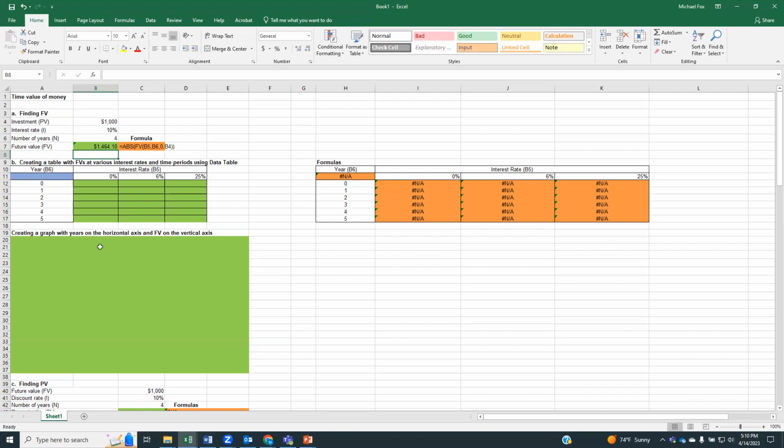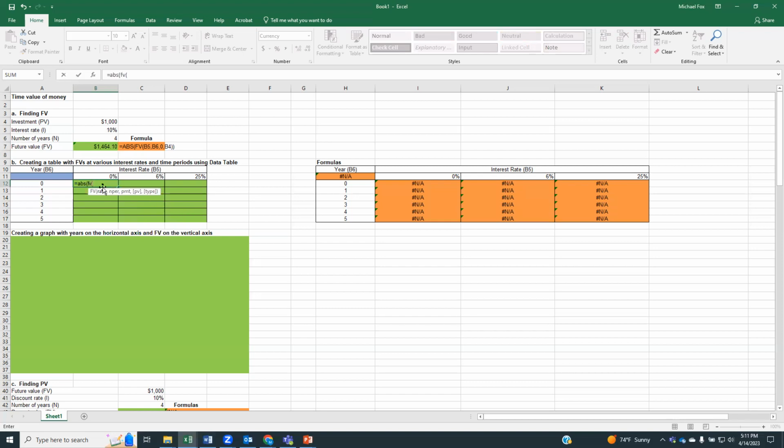So part B wants us to create a table with future values at various interest rates and time periods. So our interest rates are 0, 6%, and 25%. And then our time periods are 0, 1, 2, 3, 4, 5. Okay. So I'll show you how I'm going to do this. I'll say this equals the absolute value. Like I said, I just put absolute value to make it so there's no negatives of the future. So then we do future value.